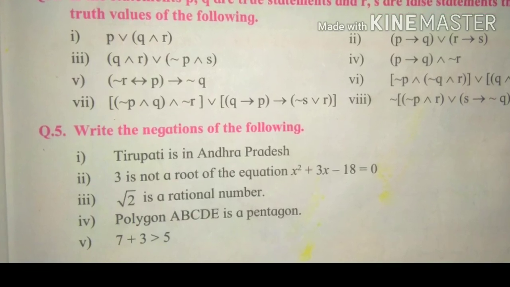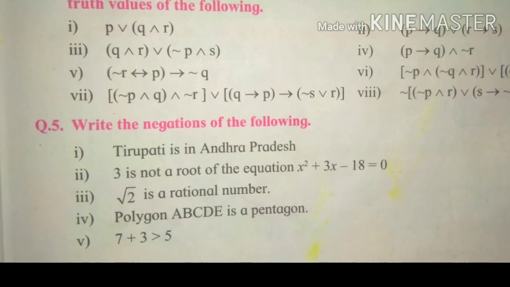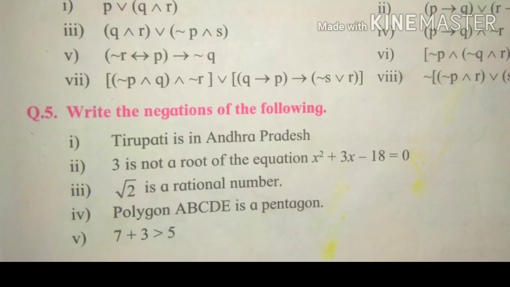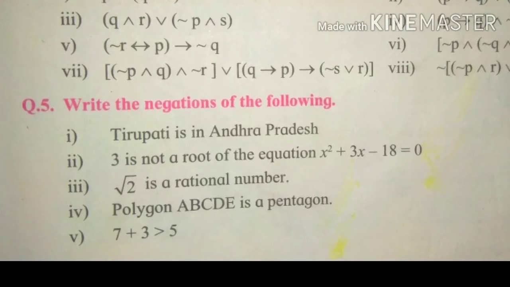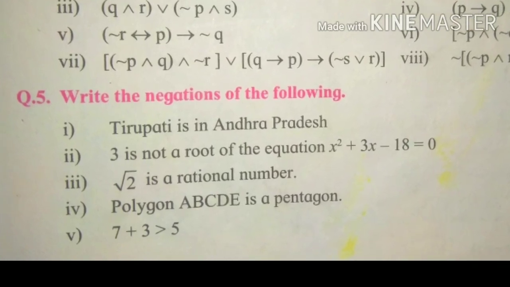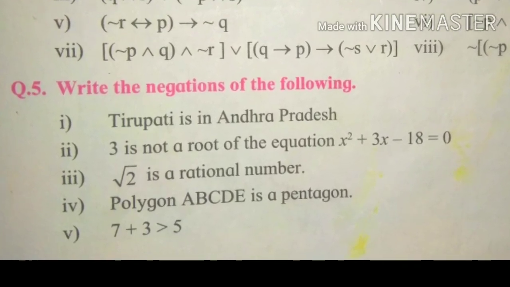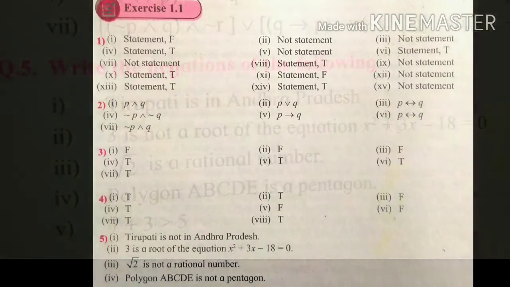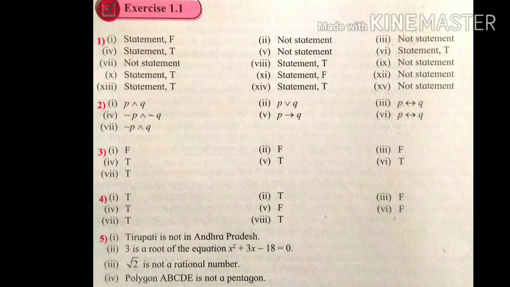Question number 5 is write the negation of the following. We know that in the negation we write the word not for the given statement, and if there is not, then skip the word not, and check the answers in the answer section.